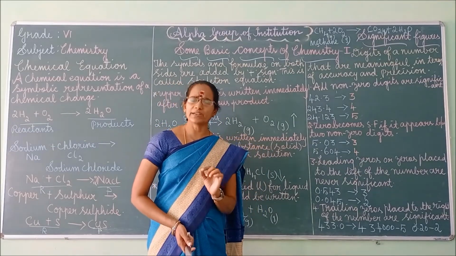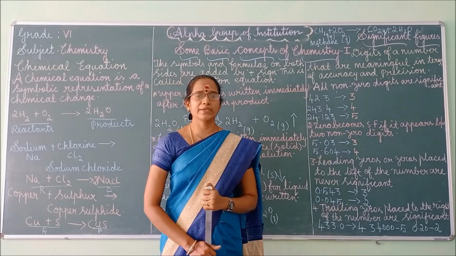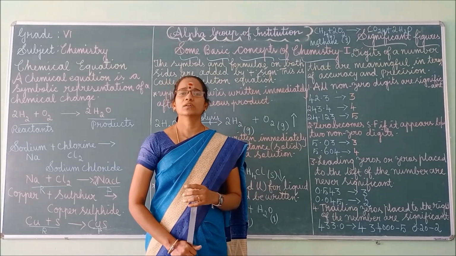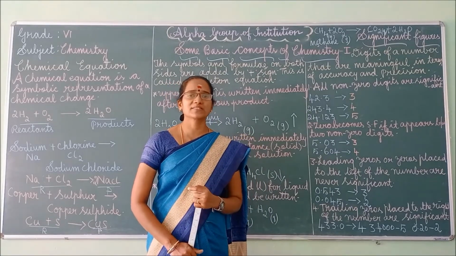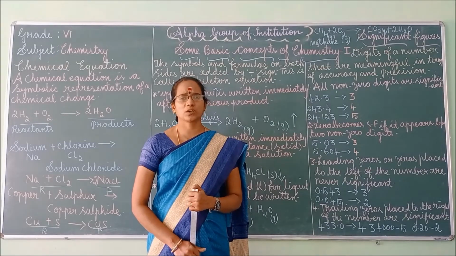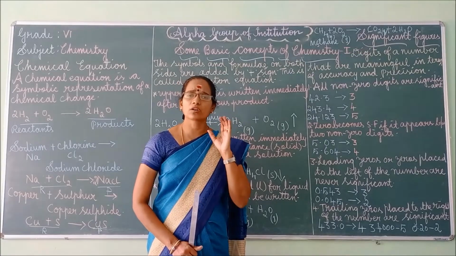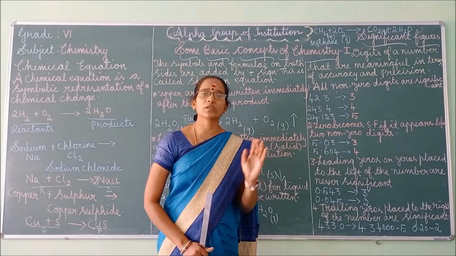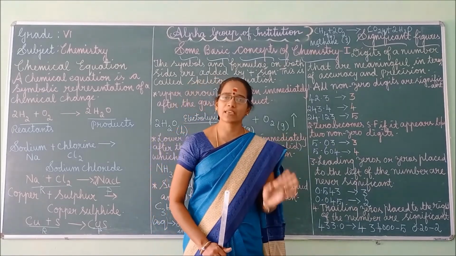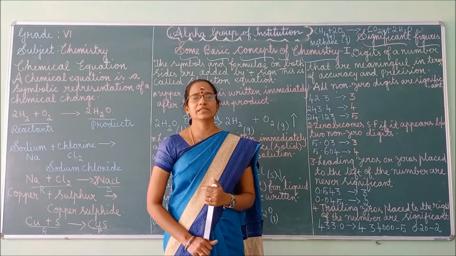And also while writing the chemical equation, we have to balance it, because you might have learned about Lavoisier's law of conservation of mass. According to the law of conservation of mass, the total mass of the products is always equal to the total mass of the reactants. So we should balance the chemical equation.